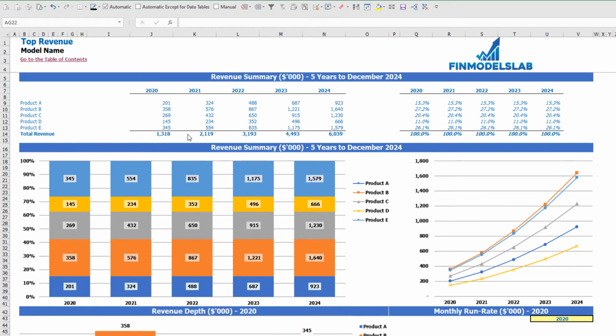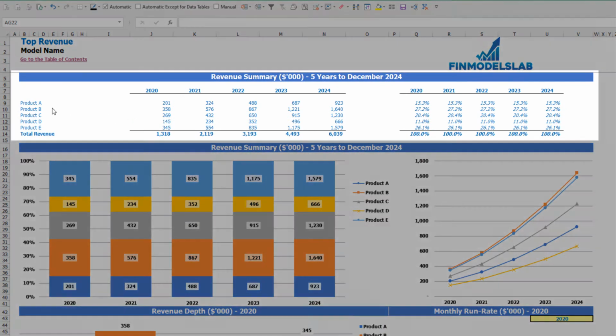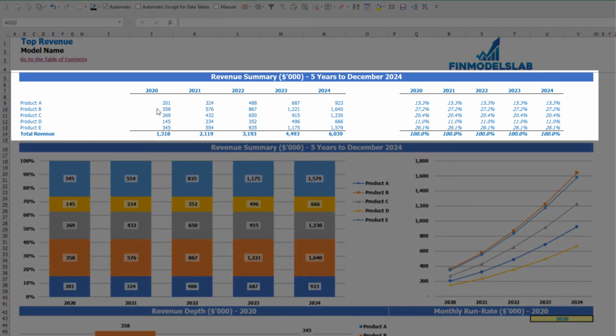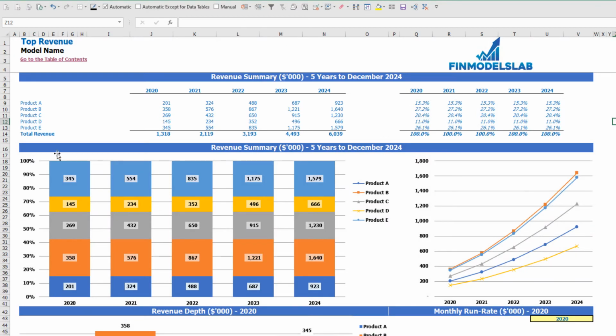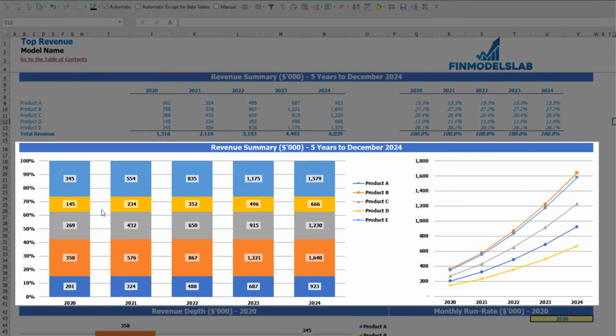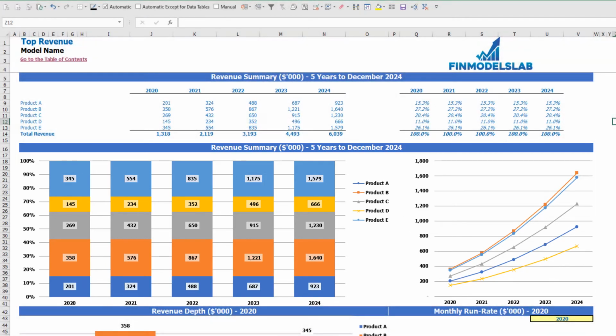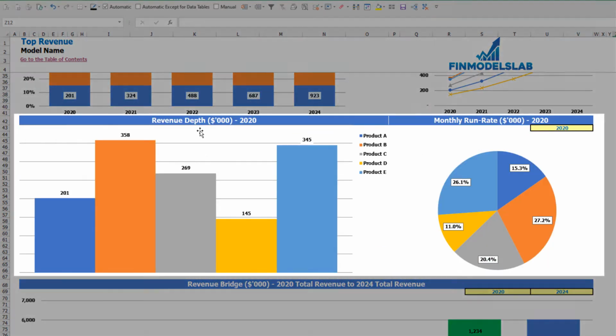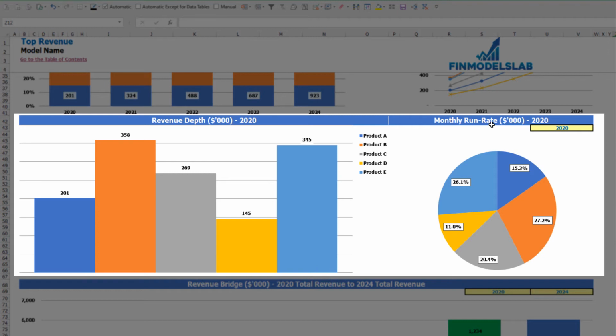On the top revenue tab, you may see the breakdown of your revenue by products and also by years, with absolute values and percentage breakdown. The same information you may see on the charts below. Here you may see the percentage breakdown and absolute values breakdown. Below you may see the revenue depth and monthly run rate chart.